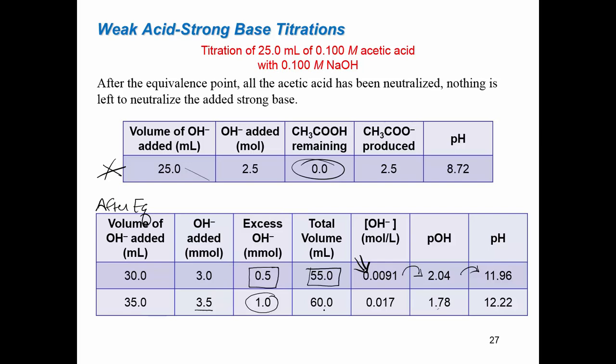We have a total volume now of 60 milliliters. You have to keep track of your volume as well, because concentration is not only dependent on the amount of solute, but also the total volume of the system. So then we can calculate the pOH purely based on the concentration of the hydroxide. Remember, pOH equals the negative log of the concentration of the hydroxide. That's all we're doing here. And then from there, pH plus pOH equals 14. And that's how we're getting the pH for that.